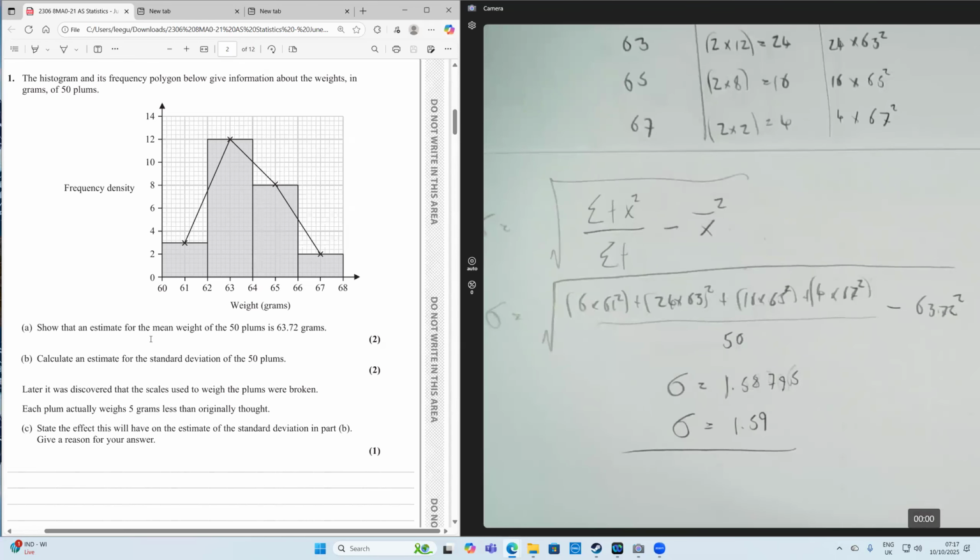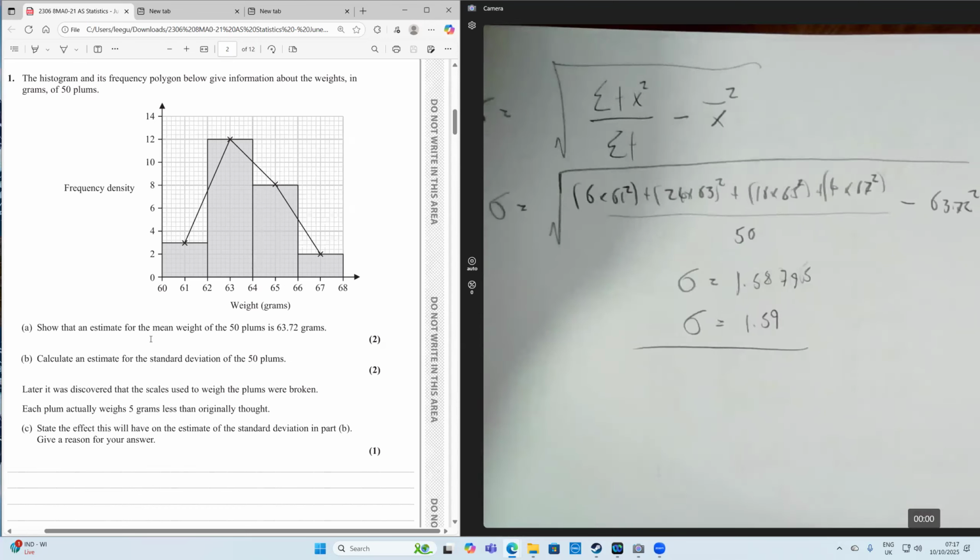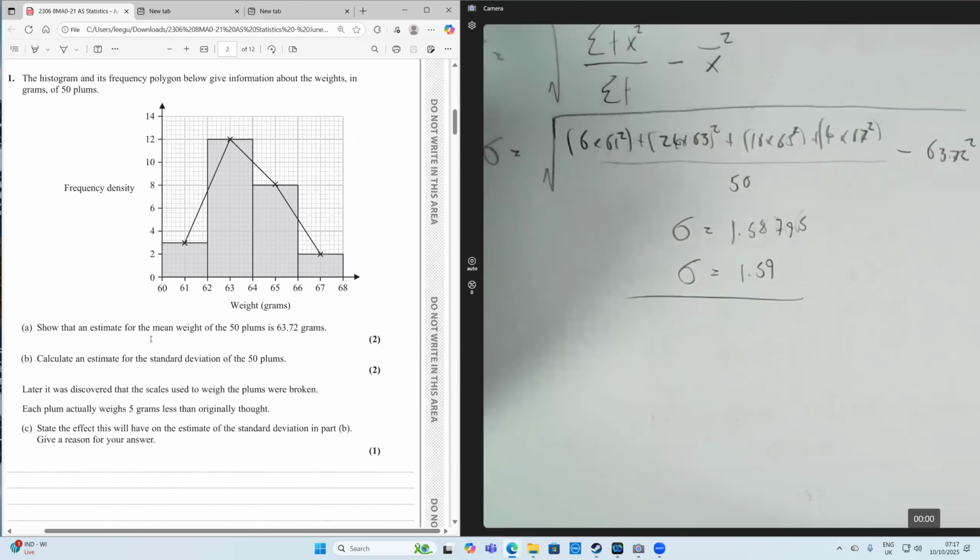Good. Now, what's going on? Later, it was discovered that the scales used to weigh the plums were in fact broken. Each plum actually weighs 5 grams less than originally thought. State the effect that this will have on the estimate of the standard deviation from part B, giving a reason for your answer. Well, let's have a little think about that.